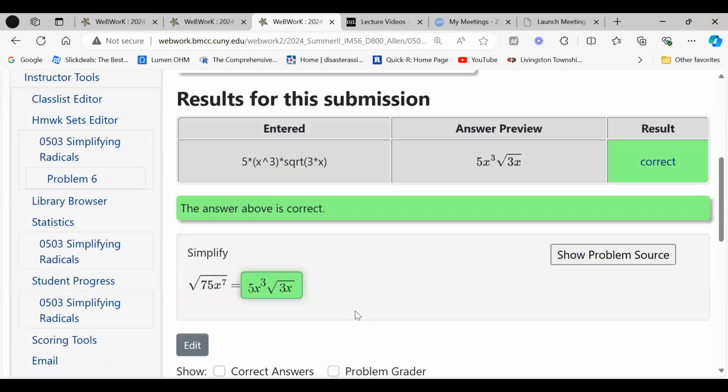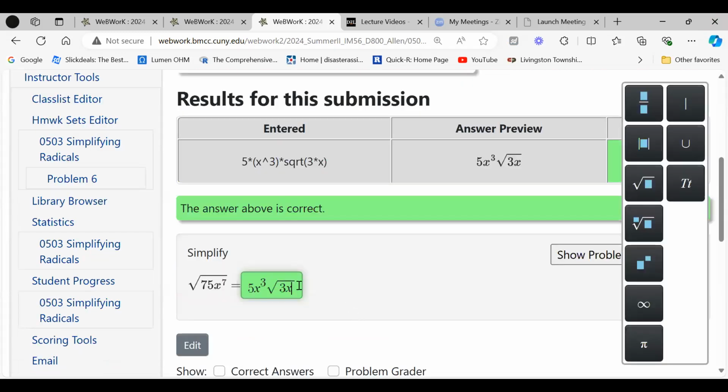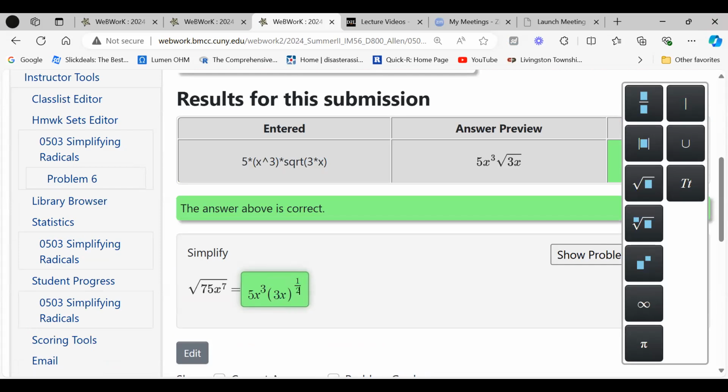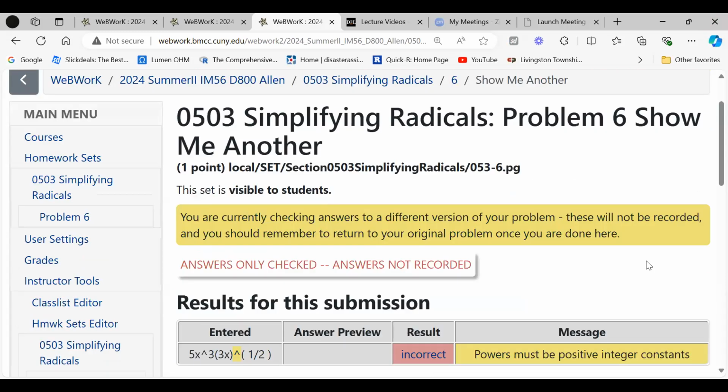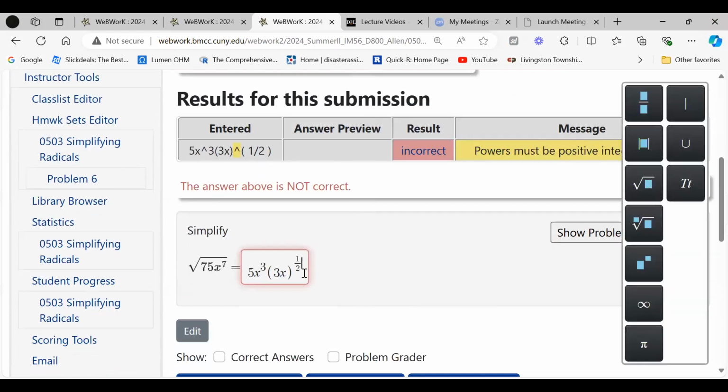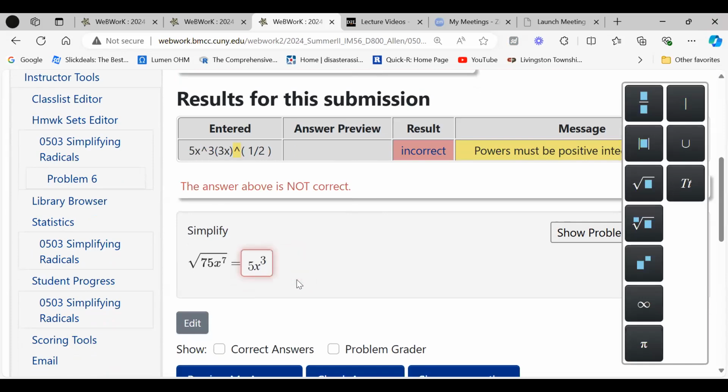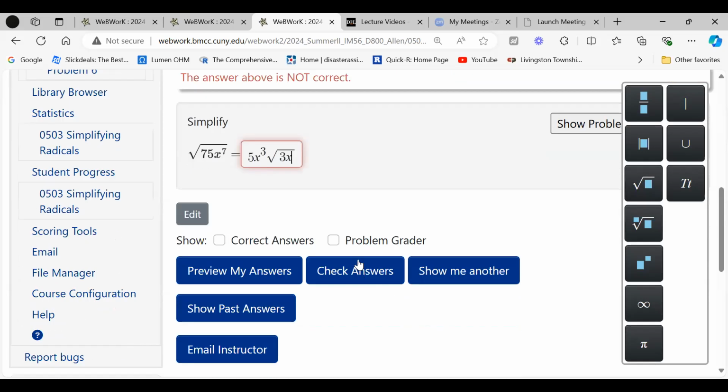Let me also show you something, right? If instead of putting 3x, you put 3x to the half, you can actually turn this back to the exponent form, which will also work. No, they don't want it here. But theoretically, you can put it back as an exponent. You can switch back and forth as an exponent or as a square root.